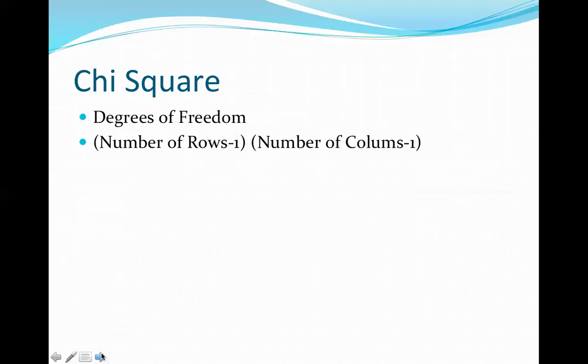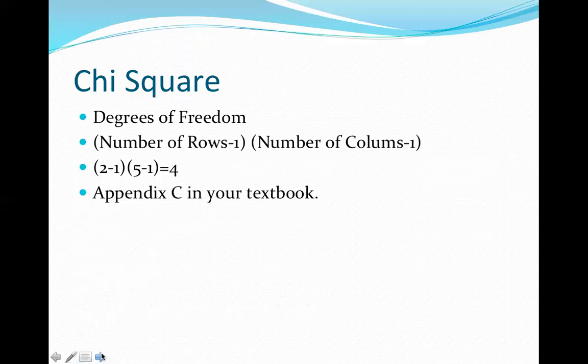The degrees of freedom is the number of rows minus 1 times the number of columns minus 1. I'm sorry, I reversed this in my example, but it doesn't matter, it's just multiplication. So we had 2 columns, you'll recall, that was the gender, and then we had 5 categories for the gun control, which gives us degrees of freedom of 4. And then I can turn to Appendix C in the textbook, which gives me the different values, which I'll show you in a second.